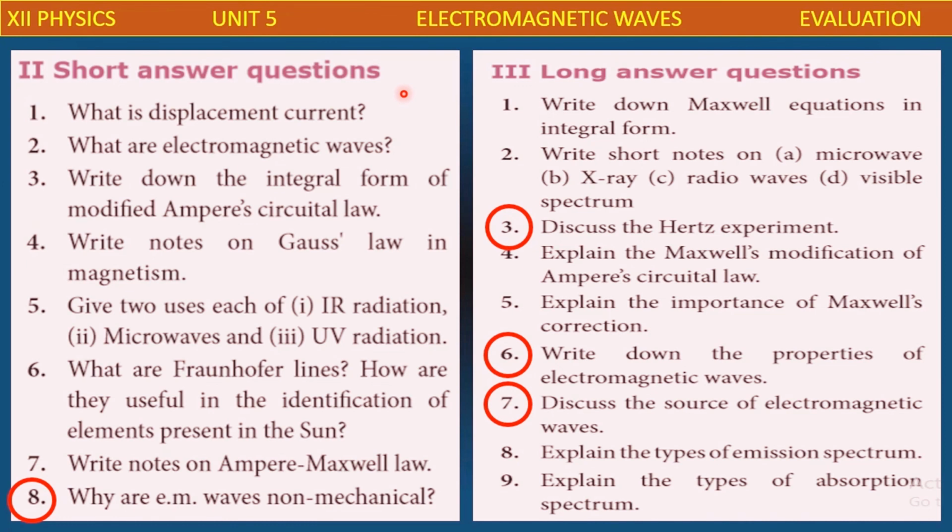Dear students, in today's class, we discussed the production of electromagnetic waves, the sources of electromagnetic waves, and the properties of electromagnetic waves. All the questions that are marked here cover today's topic. All these questions are very important, especially this question. Write down the properties of electromagnetic waves could be asked in 2 marks or 3 marks also. So students, go through the textbook and prepare answers for these questions.